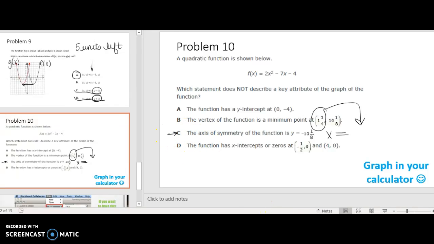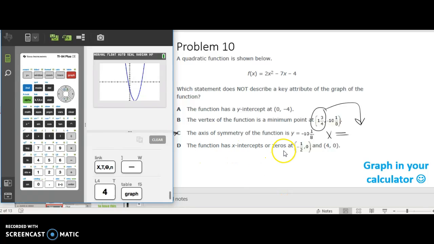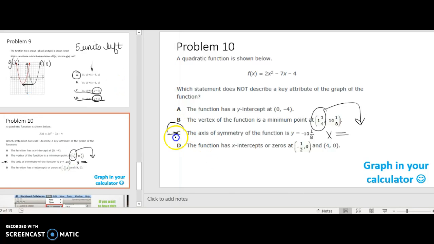And let's double check on answer choice D. The function has x-intercepts or zeros at (-1/2, 0) and (4, 0). That appears to be true. So I think we can safely say that C is the correct answer.